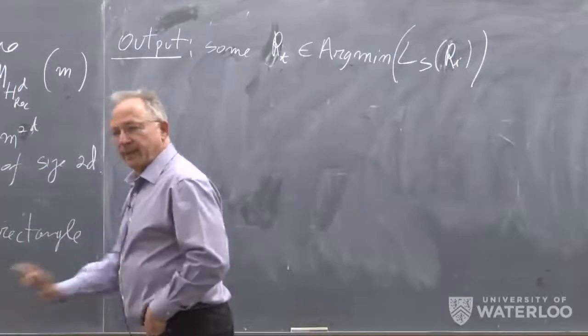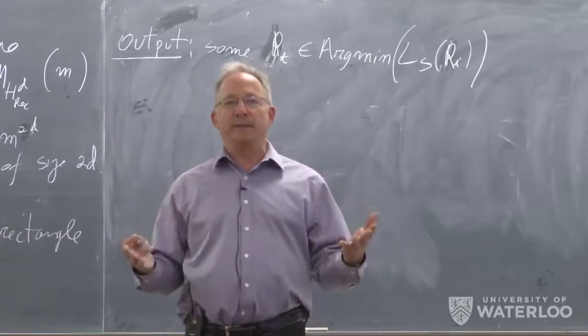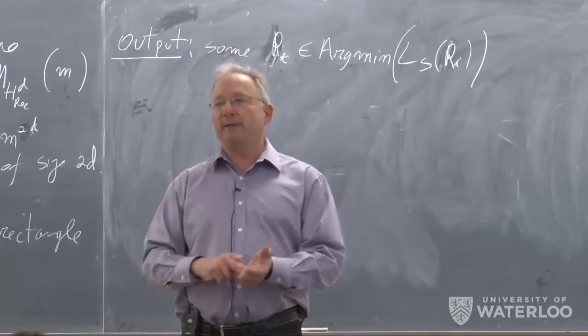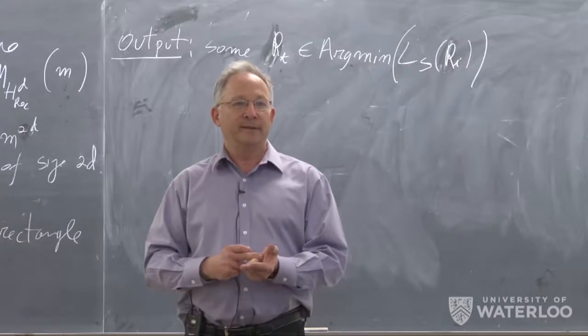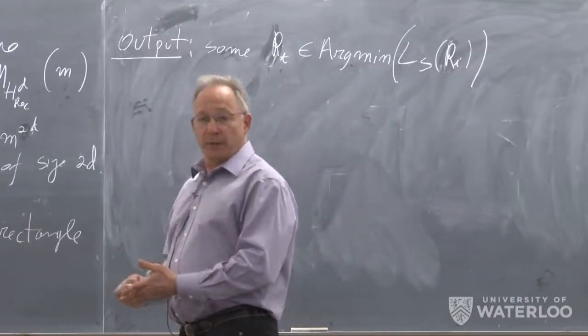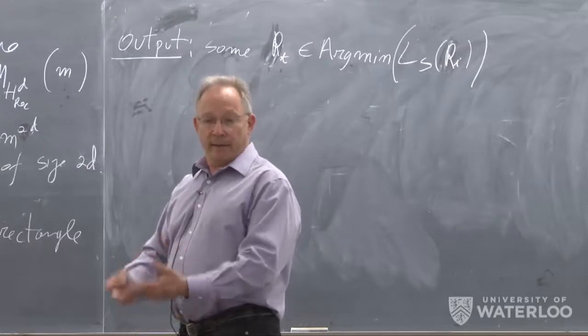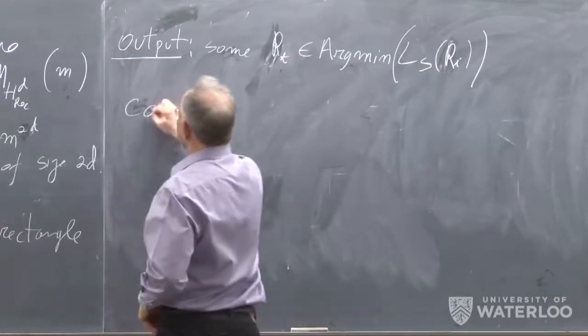So the only thing I need to claim is, when we describe an algorithm to do some task, we know from algorithms that we have to prove two things. We have to estimate the running time of an algorithm, and what else do we need to do? Correctness. So what is the correctness here? I have to show you that I'm really getting an ERM rectangle, right?